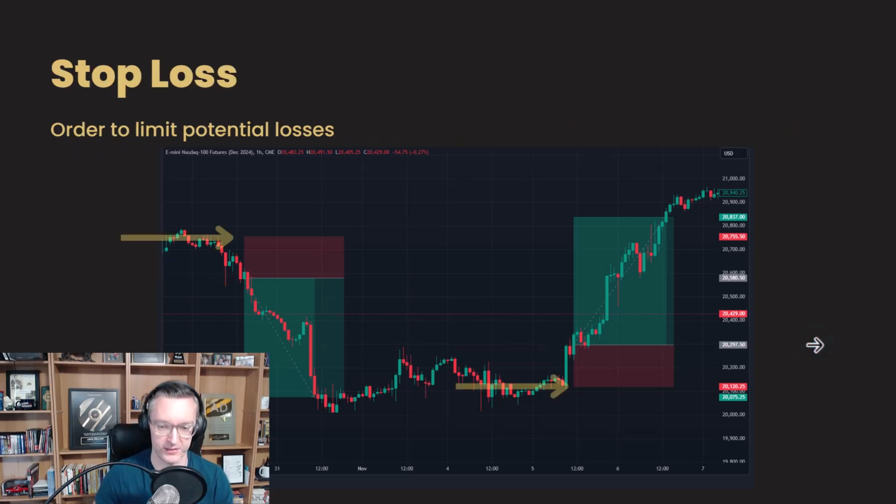And naturally, I'm going to use the same graph to do the same terms. This is the order. Your stop loss is an order to limit potential losses. It's called a limit order, and it's a type of limit order called a stop loss.